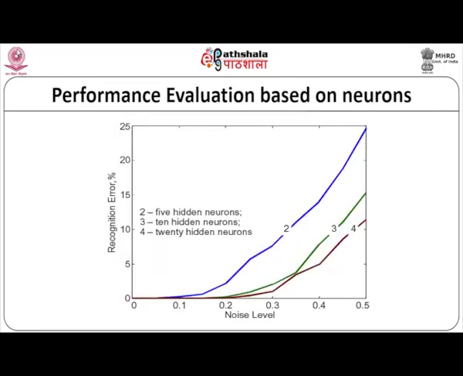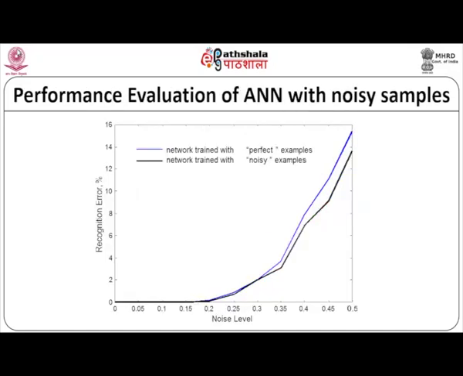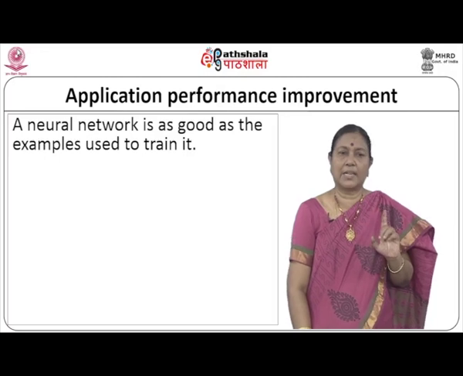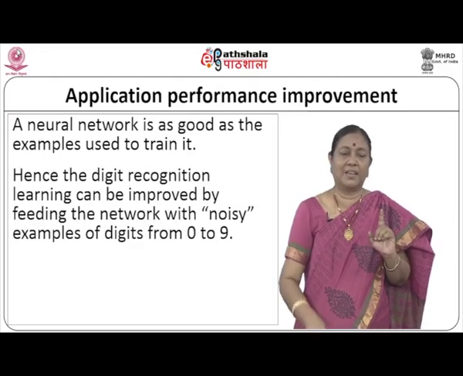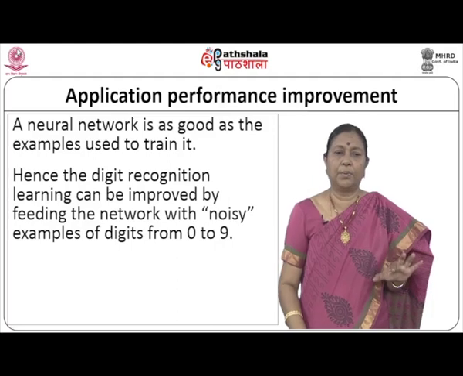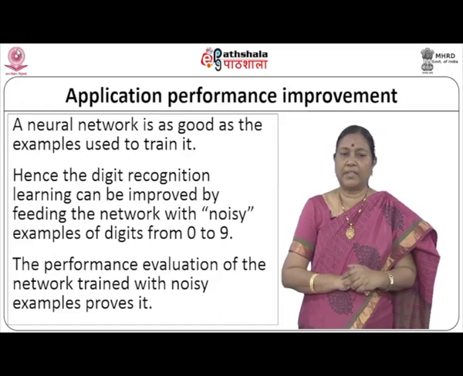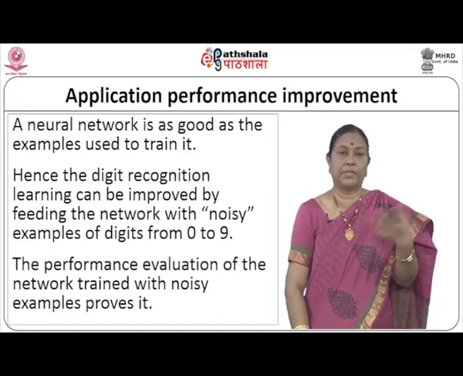And for the performance evaluation, the noise level and the regularization error, you will see that for 5 you have different curves for 2, 3 and 4. And this is the noise level and the recognition rate. So, you will see the recognition rate when trained with perfect examples and when trained with noisy examples, which is again important. A neural network is as good as the examples used to train it. This is true for any machine learning algorithm. Hence, digit recognition learning can be improved by feeding the network with noisy examples of digits from 0 to 9. The performance of the network trained with noisy examples improves, which we saw.